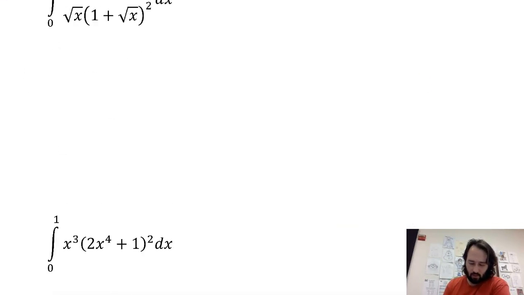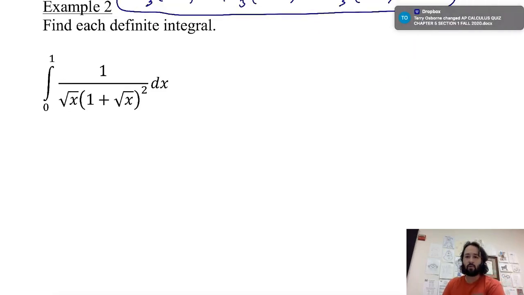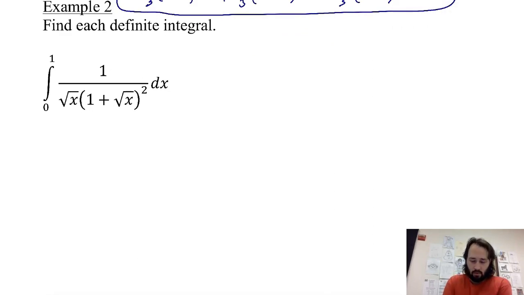Okay, now I think we only have 2 more examples, and you're going to see how u substitution works with definite integrals as well. So we can actually do something pretty cool with this stuff, but looking at this function right here, what I would do is I would let u equal 1 plus the square root of x.